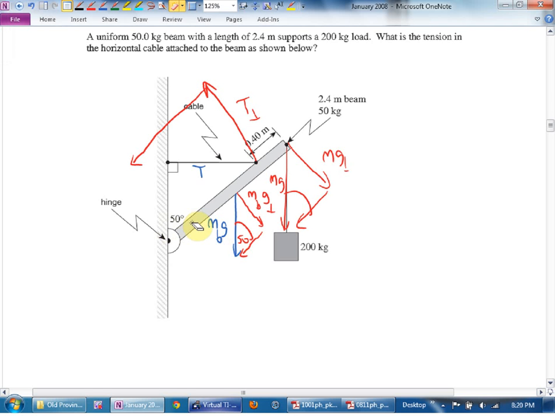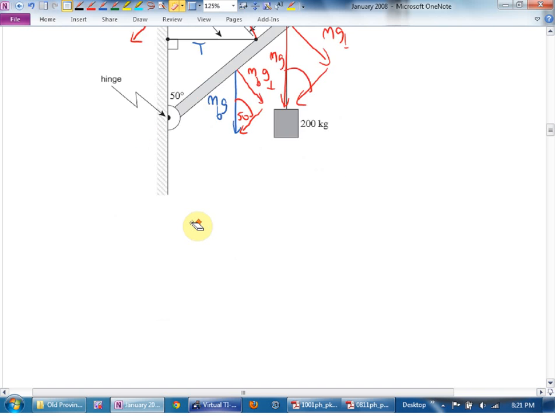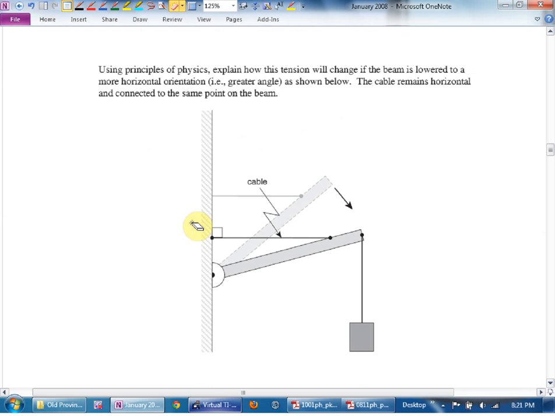So there's torque, real quick. Oh. Here's our using principles of physics. Explain how this tension will change if the beam is lowered to a more horizontal orientation as the angle increases. The cable remains horizontal and connected to the same point on the beam. I always go to extremes. What if the beam was right there? What would the tension on the cable be? Zero. So, you know what? As this goes down, what do you think happens to the tension? It gets bigger. And honestly, that would be my explanation. A vertical beam would have a tension of zero as theta increases, therefore tension increases.